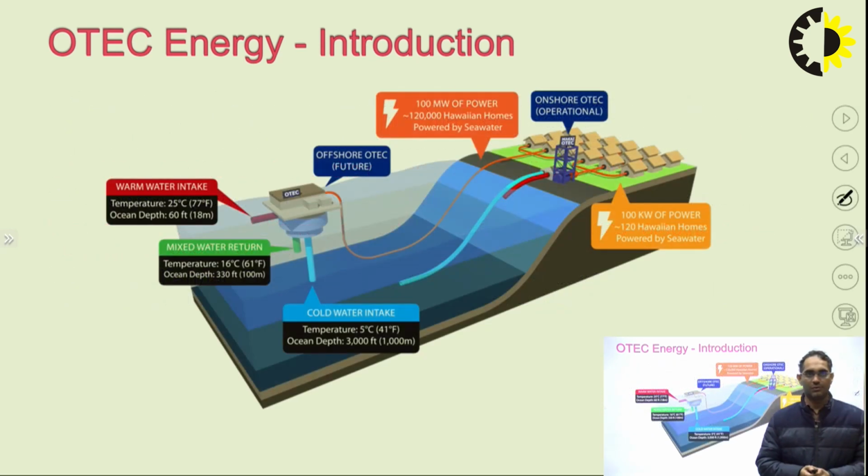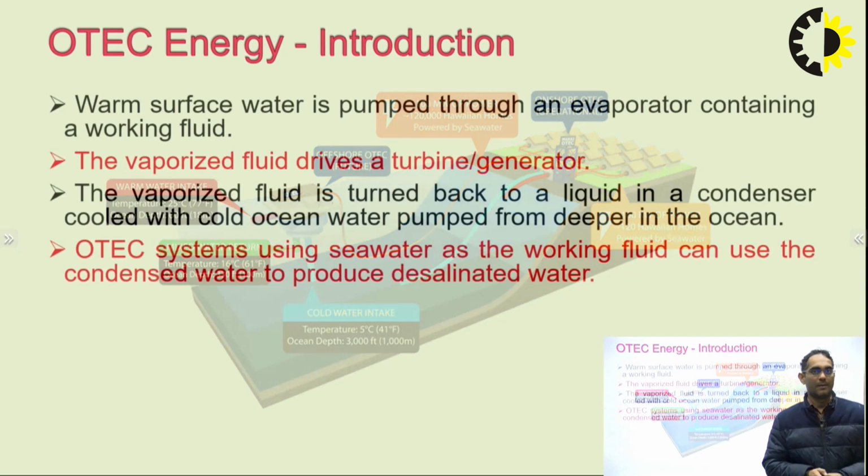So this is the ocean thermal energy conversion, where this is the OTEC plant. This is the cold water which is getting taken in, and these are the offshore OTEC features, and this is getting fed to the onshore OTEC system. So it produces 100 kilowatts of power, enough to power around 120 Hawaii homes using this seawater.